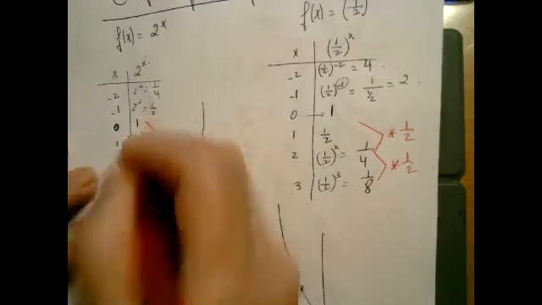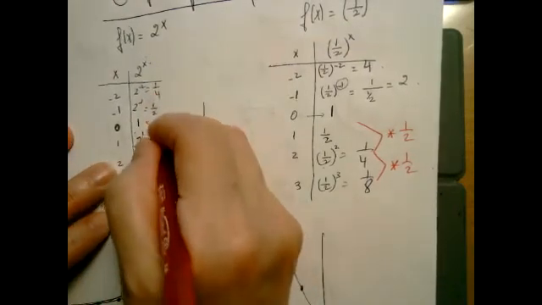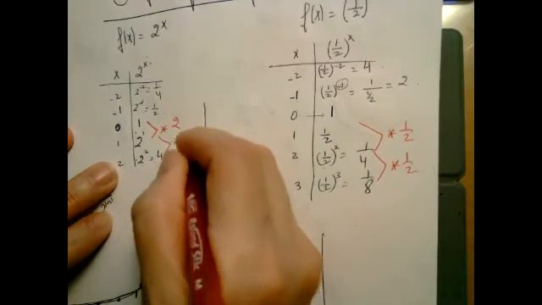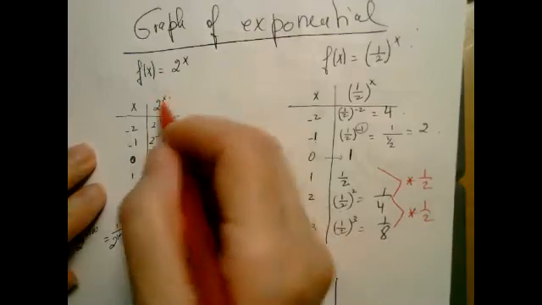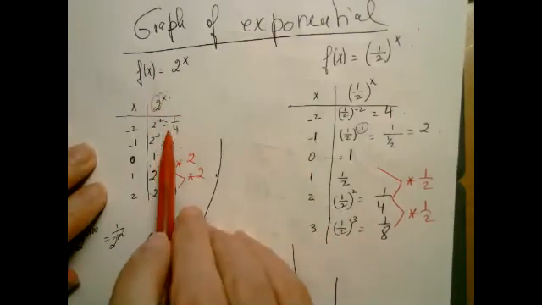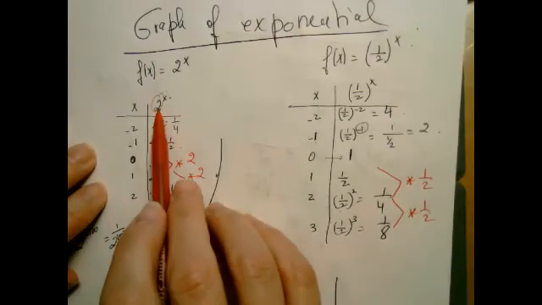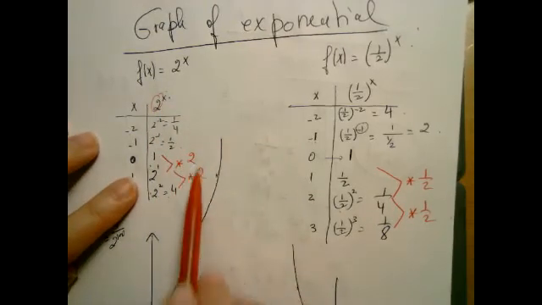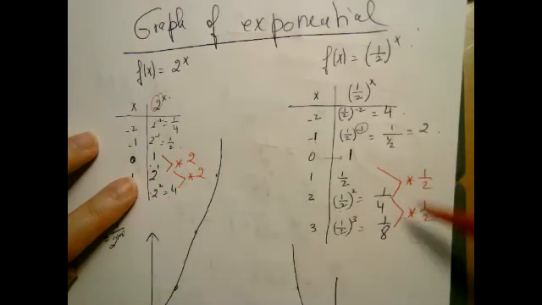In this case, watch carefully. In this base, we're multiplying by 2. In here, we're multiplying by a half. So what affects the whole problem is the base. If the base is bigger than 1, it means we're multiplying by a number larger than 1, so it's going to be increasing. If the base is less than 1, my function will be decreasing.